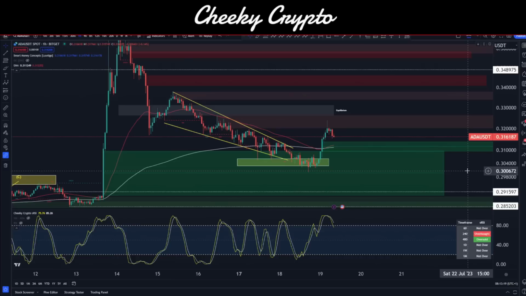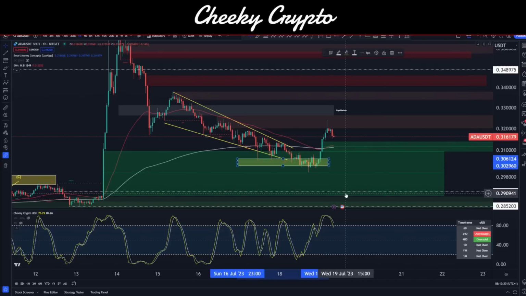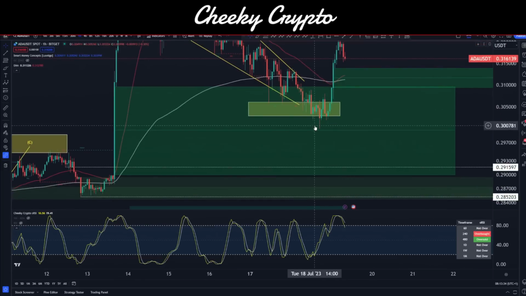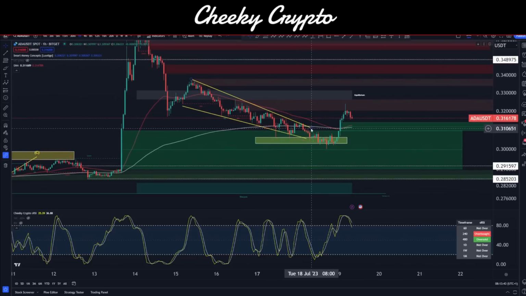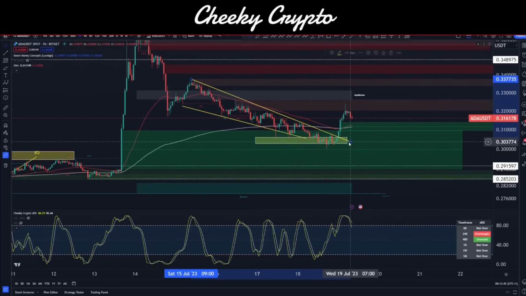Let's go ahead and jump down into the world of Cardano. So here we have ADA paired up with USDT on the Bitget Spot Exchange in the 1 hour time frame. And yeah, we came down as we were kind of thinking between the 30.2 and the 30.6. We actually wicked down a little bit lower here. You can kind of see that we wicked down to a low of 30.07. But for the most part, yeah, we came right down as expected.